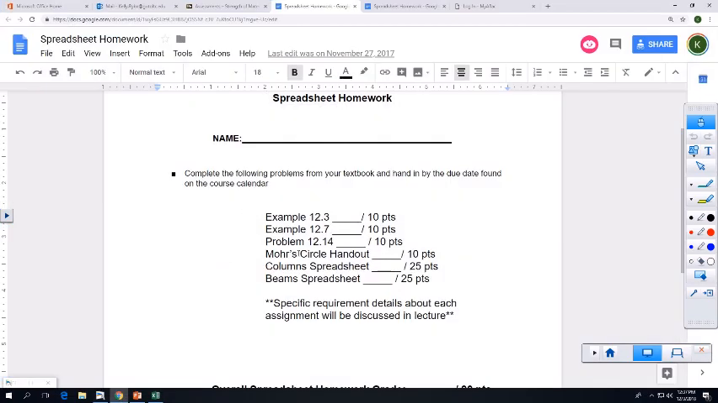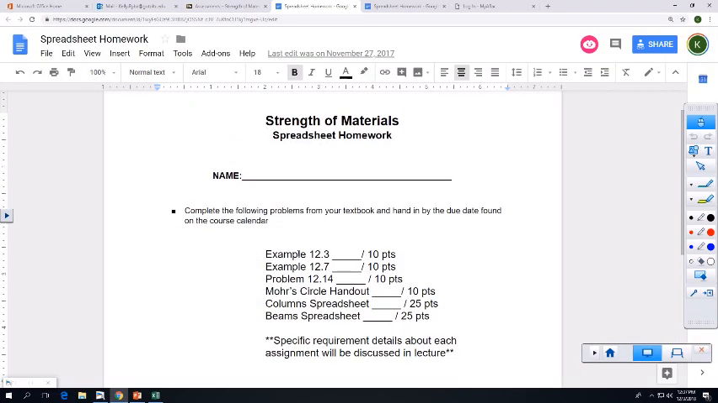So as we go to our assignment sheet for the spreadsheet unit, the first 3 problems here are out of Chapter 12, which is the torsional shear stress unit that we had earlier in the semester. We're going to be writing 3 spreadsheets. The first one is going to be for example 12.3. The next one is going to be example 12.7, and then the third one is going to be for problem 12.14, which is one that you did for me as an assignment.